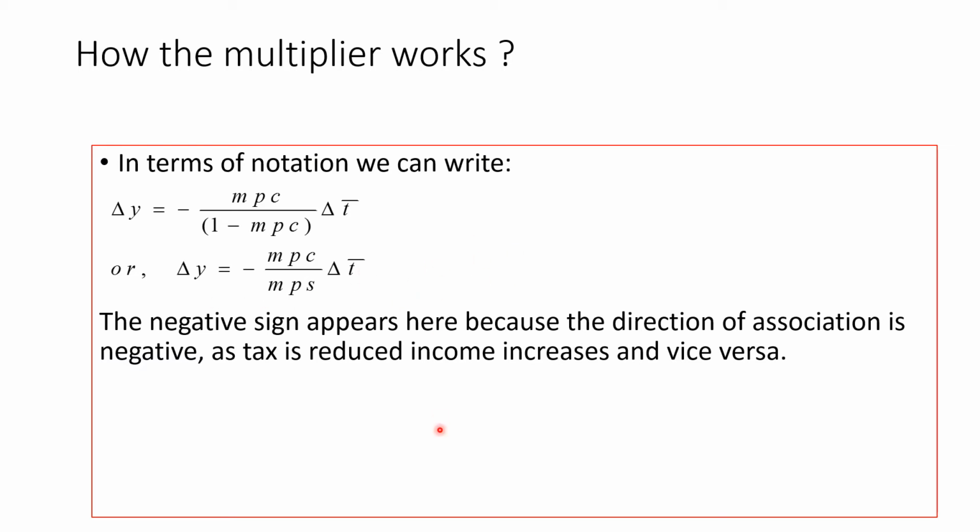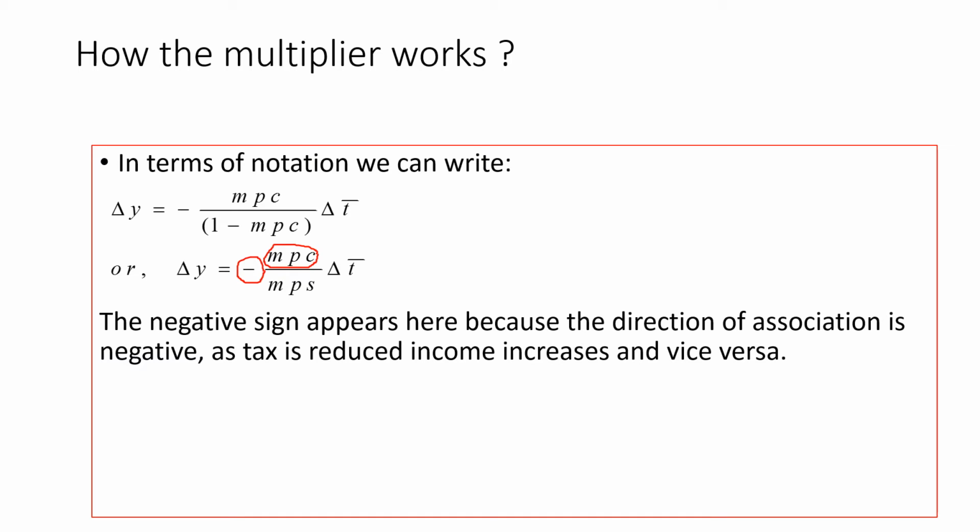Remember, there is a difference if you compare this with the government expenditure multiplier. One is this additional term in the numerator. In the case of the government expenditure multiplier, it was 1 by MPS into delta G bar. Here it is MPC by MPS into delta T bar, but there is a negative sign. In the case of the government expenditure multiplier, it was positive.